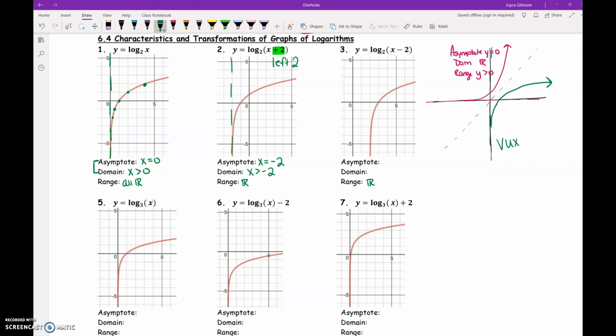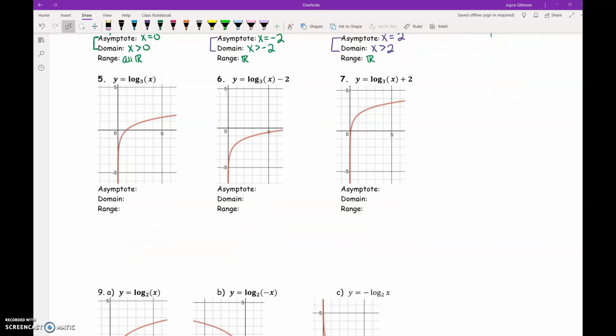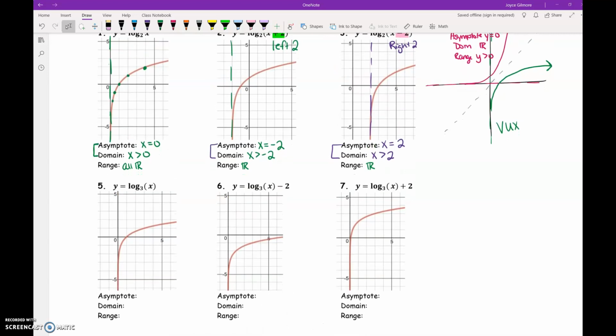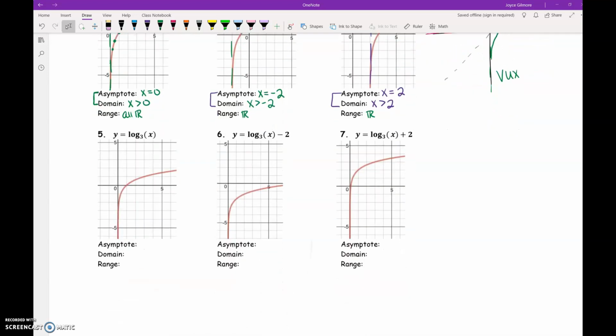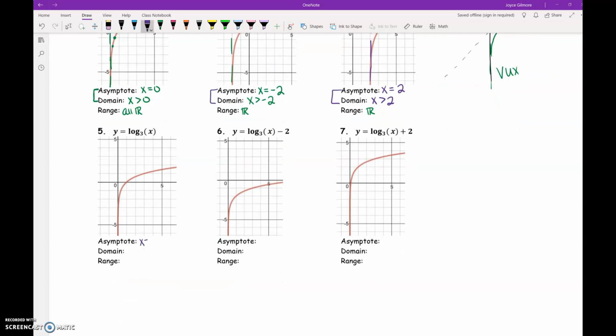So if plus 2 moved it left 2, this -2 over here is going to move it right 2. And here is the asymptote at x equals 2. So our domain is x is greater than 2. Your asymptote and your domain are going to be tied together. Okay, this is another basic log graph, but instead of log base 2 of x, it's log base 3 of x. It just looks a little bit different, but it still has an asymptote of x equals 0. The domain is x is greater than 0, and your range is all real numbers.